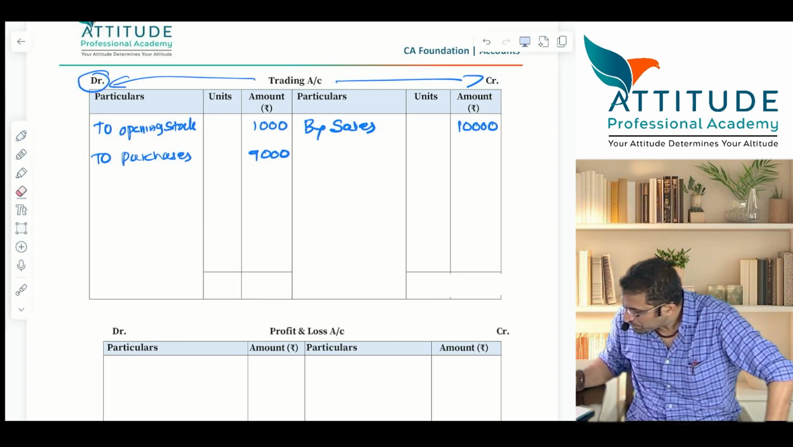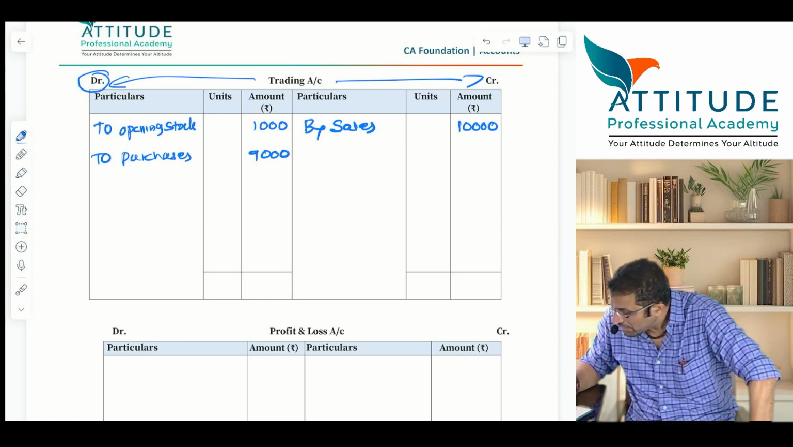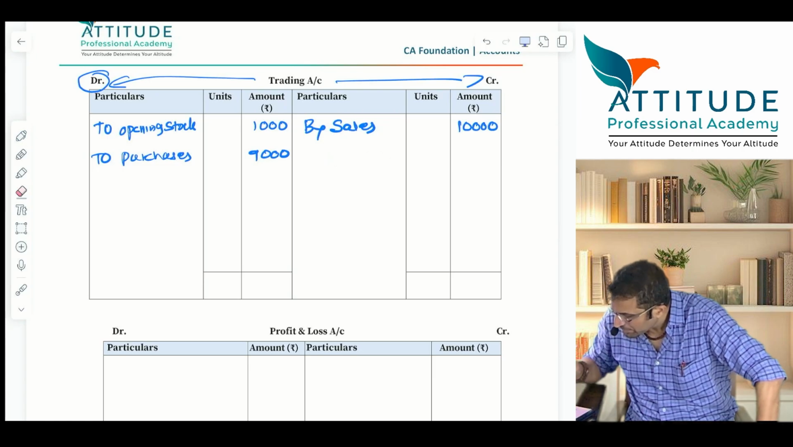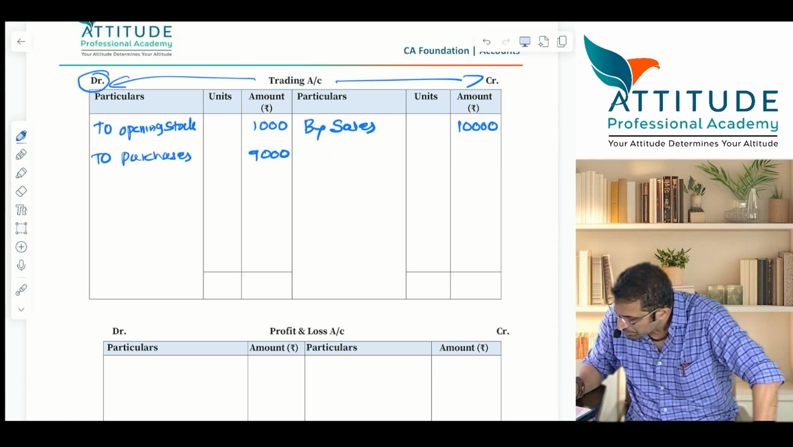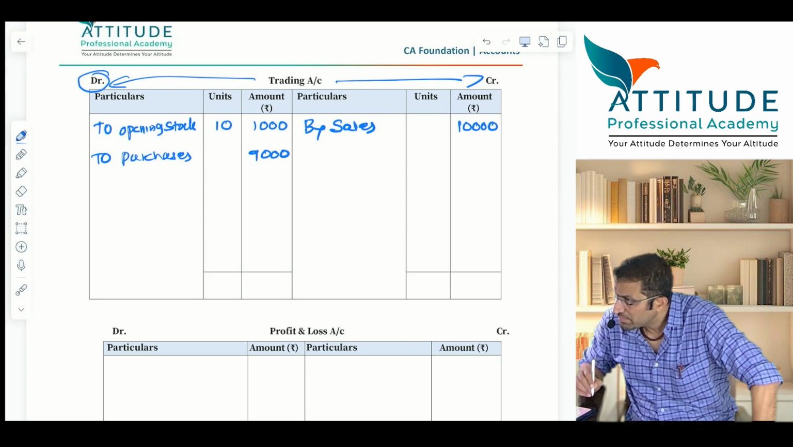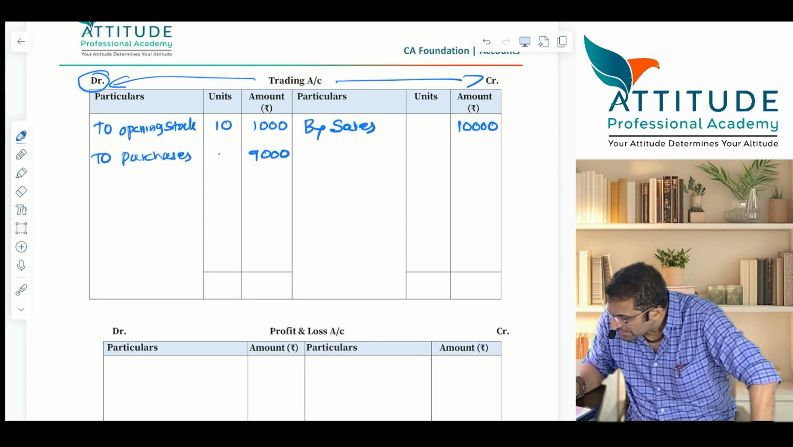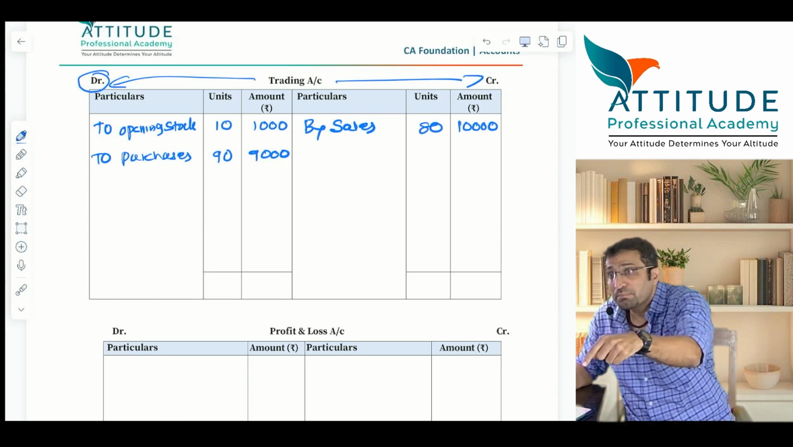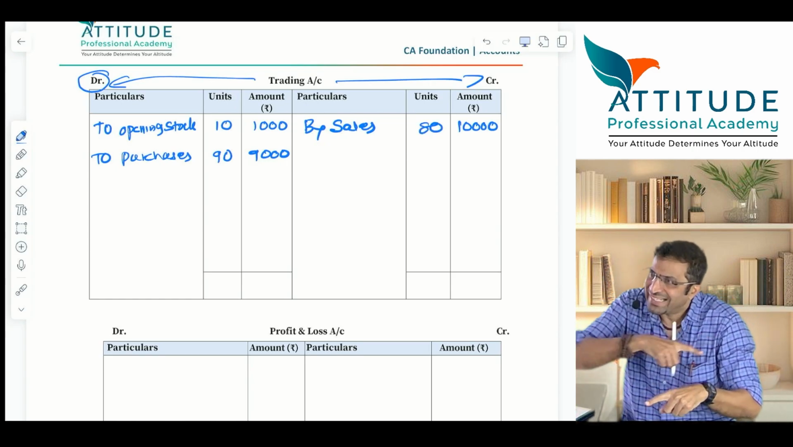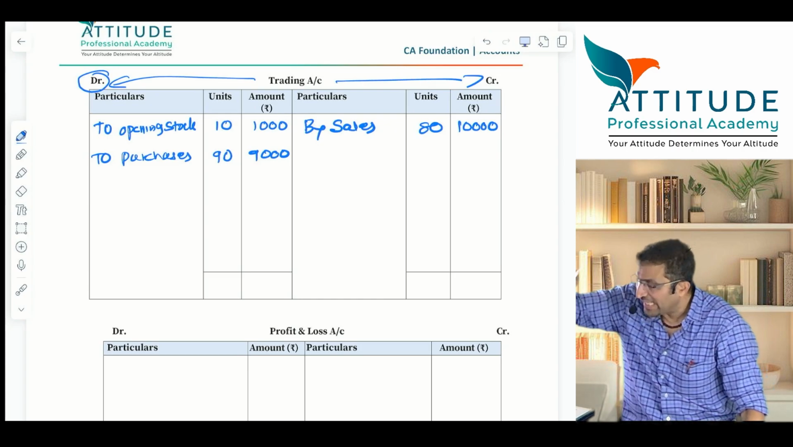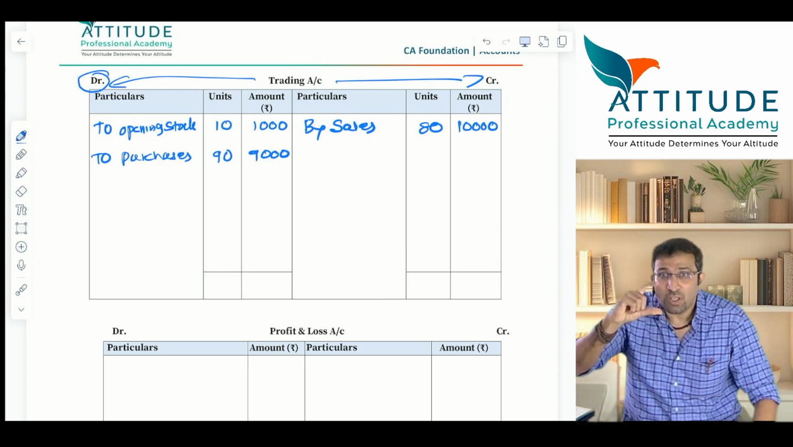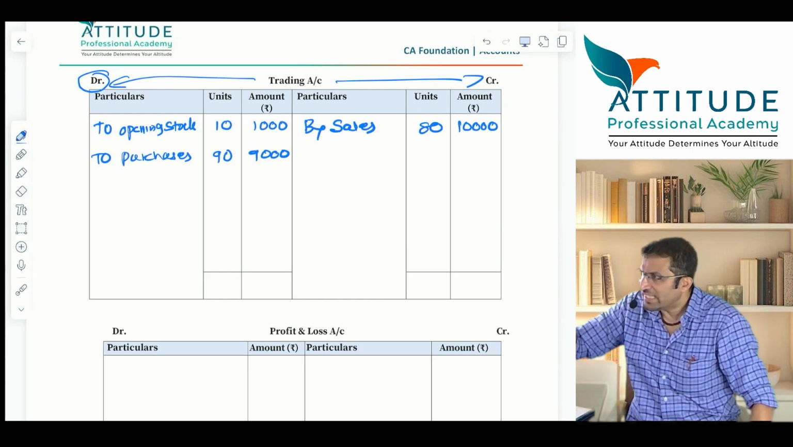First try to understand. Many people say, sir, buy closing stock. We will not take closing stock. Generally closing stock will come here. Okay. Now before that, I want to tell you something. I have put a units column. 10 shirts. Purchases 90 shirts. Sales. This sum is going to be the standard sum in my entire accounts class. Whenever I say 10, 90, 80, you should understand this is the sum.